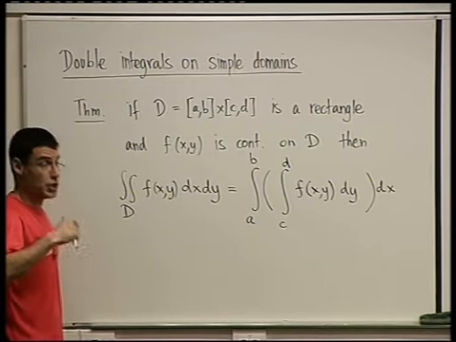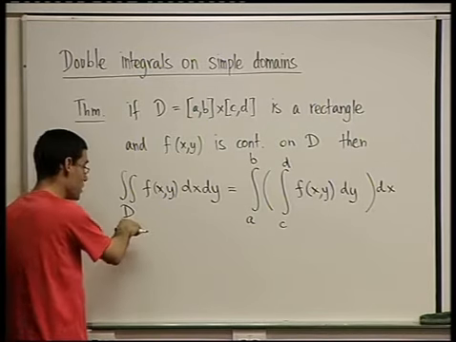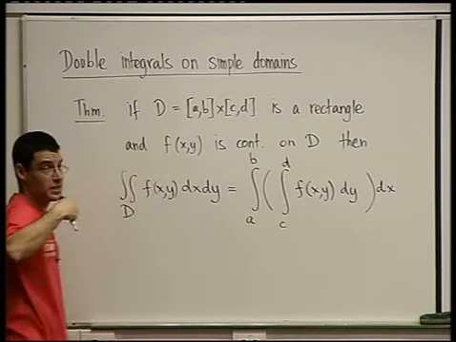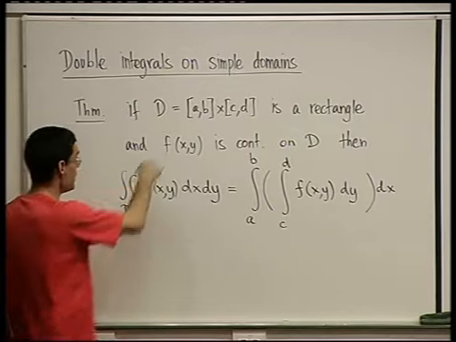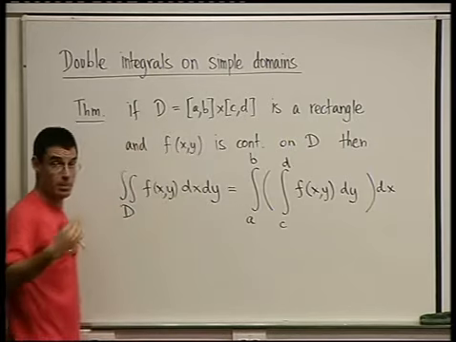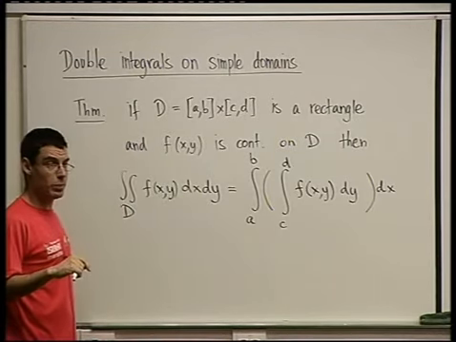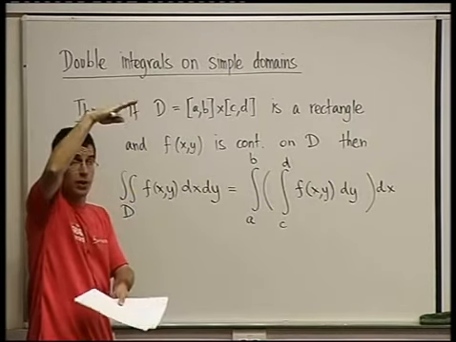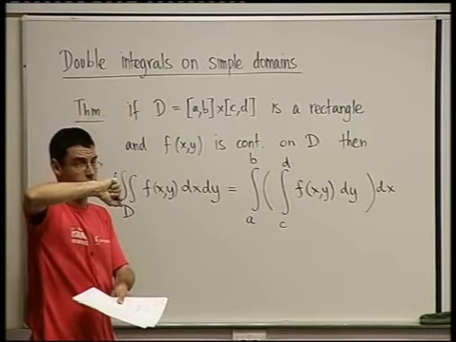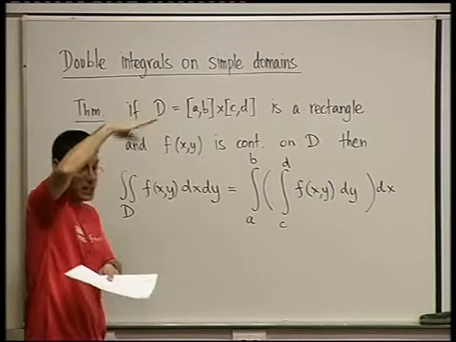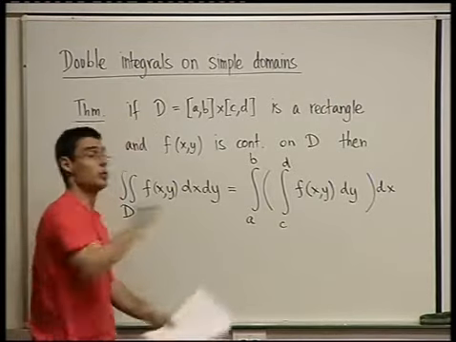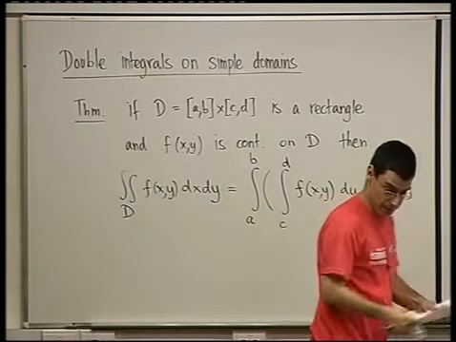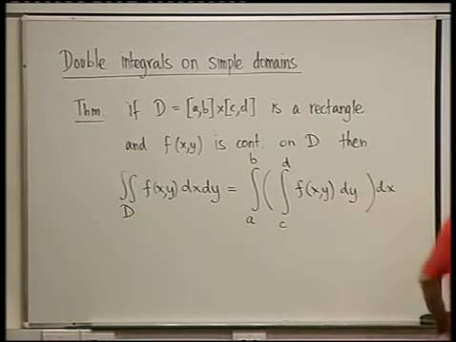Now we want to generalize it for the situation where D is not necessarily a rectangle, and the extent to which we can generalize it is when D is what we called a simple domain. Remember what a simple domain was? x's between a and b, y's between two functions of x. Or vice versa, y's between c and d, x's between two functions of y. So here's the generalization of this theorem.